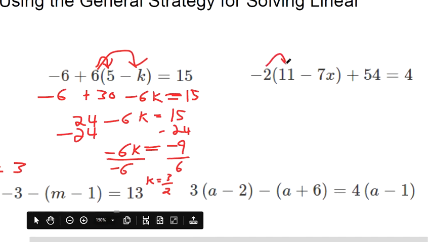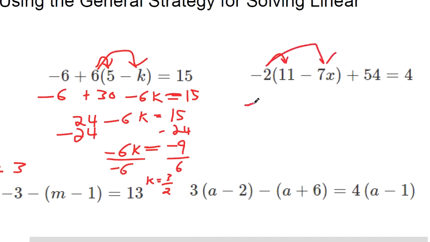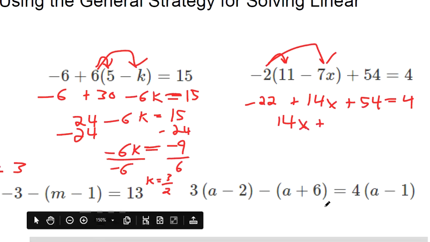Same thing here, use the distributive property to start us off. Gives us negative 22, and the negative 2 times negative 7 makes a positive 14. And so when we combine like terms, negative 22 plus 54, those can combine. So if you do a negative plus a positive number, it's like you're doing a subtraction problem because the debt is taking away from the 54 bucks you have in your account. So that should be 32.